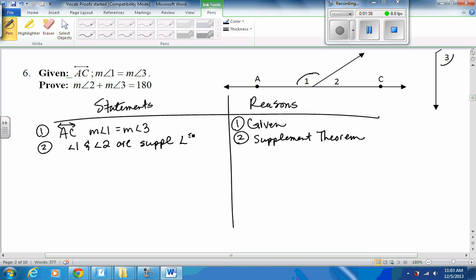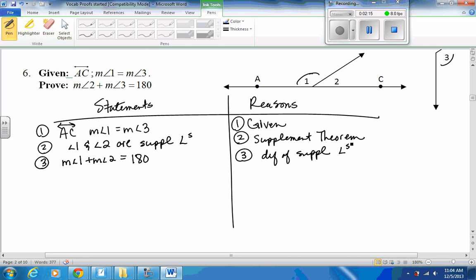Now, a lot of students want to say right away that their measures equal 180, which we know is going to be true, but with a proof, you've got to have a reason to justify it. And our supplement theorem doesn't say their measures add up to 180. It just states that they're supplementary, but that's okay. One thing will lead to the next, and then we'll be able to say that the measure of angle 1 plus the measure of angle 2 equals 180. Definition of supplementary angles. If you find that one, you can see that's just like the conclusion that the definition of supplementary angles makes.